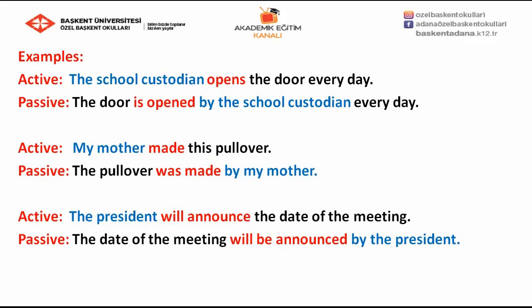Active. The school custodian opens the door every day. This sentence is in the simple present tense. So when I convert this sentence into a passive form, we need to say the door is opened by the school custodian every day. Active. My mother made this pullover. This sentence is in a simple past form. So when I convert this sentence into a passive form, the pullover was made by my mother.